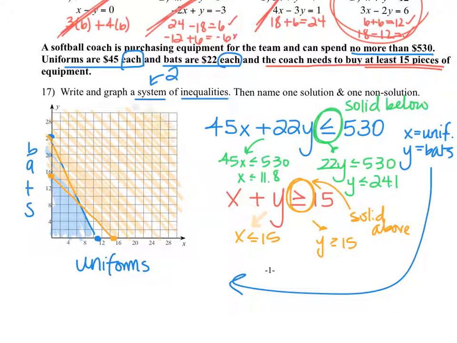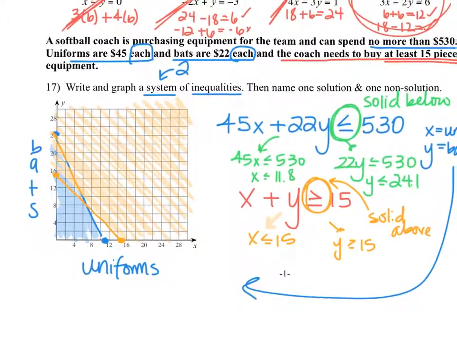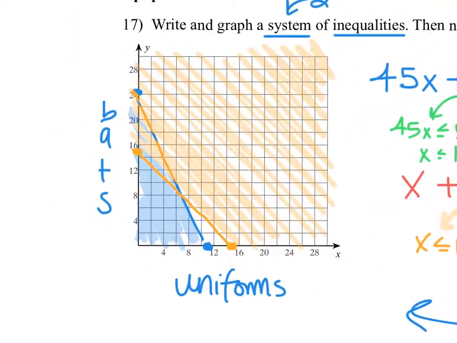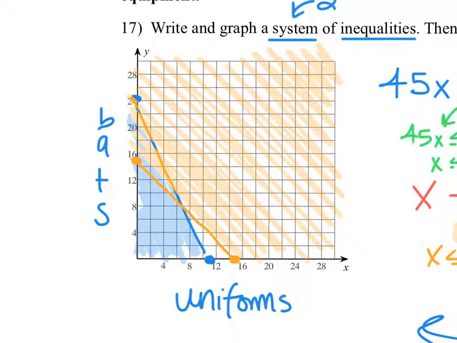And remember, with systems of inequalities, we're looking for the area that overlaps. So I'm going to zoom in for us real quick. It says name one solution and name one non-solution. So remember, solutions are in this double shaded area. So I'm looking for something in that area. Probably something that would be easy to name. So I think this 2, 16 right here looks like a pretty good solution. It's in that double area. There's no question that it's in there. So 2, 16 is going to be my solution. And that means 2 uniforms and 16 bats.